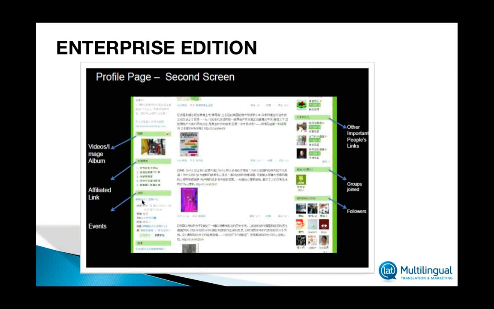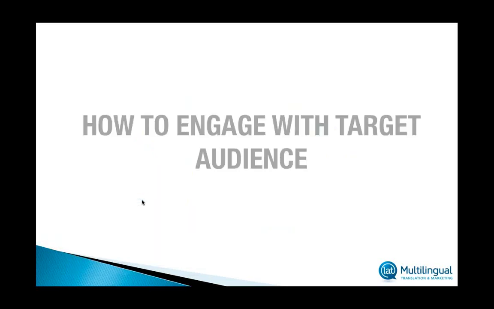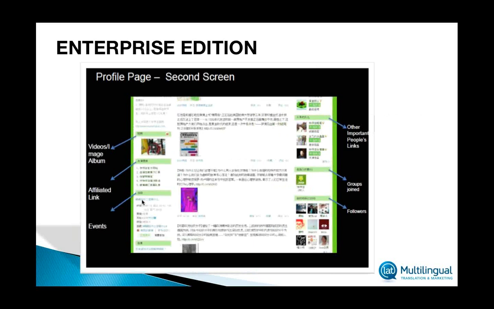There are millions of interest groups on Sina Weibo. You can join a group and talk to a specific group of target audience. For example, if you're a car company, you can join the car interest groups and talk to people who joined the group because of the same interest. And you can also see your followers. So this is the profile page of our enterprise accounts.